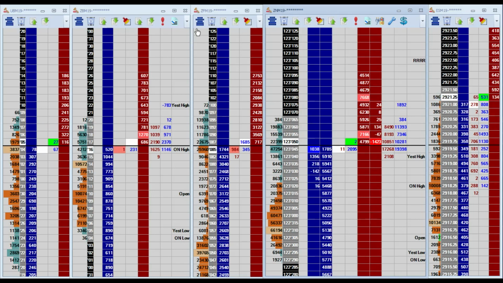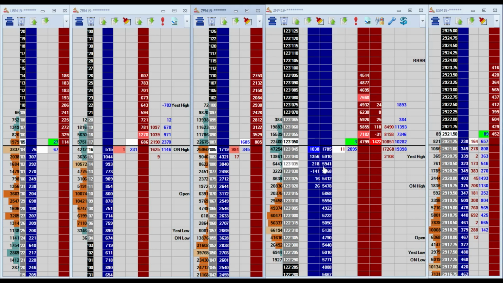I'm just cleaning this up and taking a look. It came back down and touched 04.5. Just want to see what kind of reaction we get.